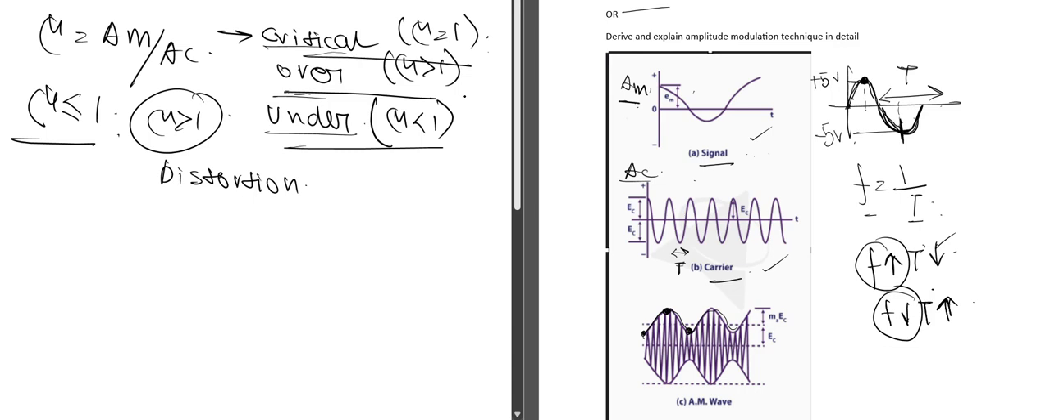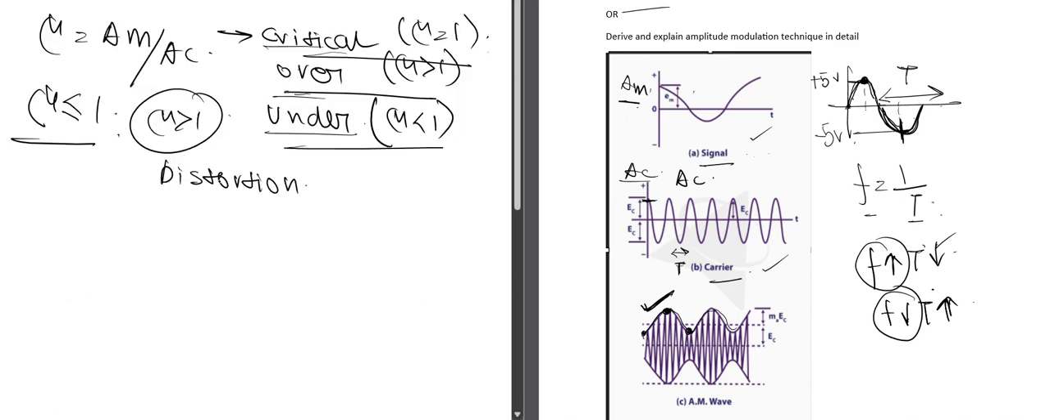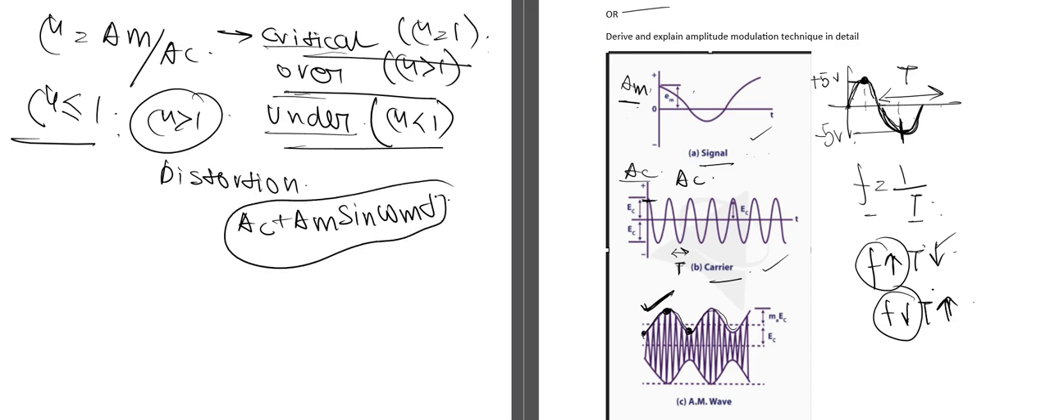Now one thing we need to know: this is the AM wave which we are getting after modulation. So what is the amplitude of this AM wave? Initially the carrier amplitude was Ac, but here we have done Ac plus Am sin(omega m t). We have added the amplitude of the carrier signal with the whole sinusoidal wave, which is this signal.